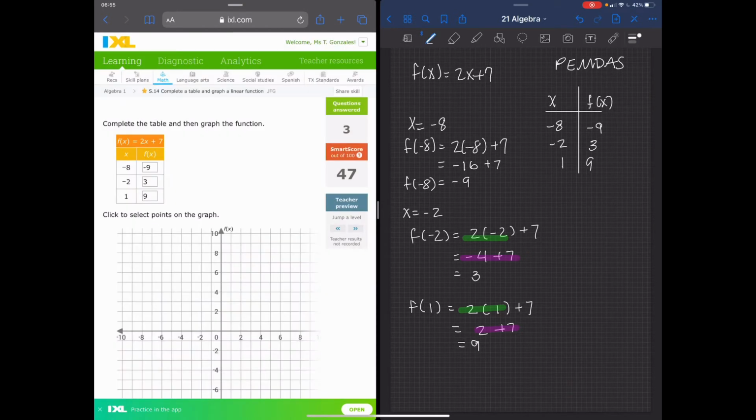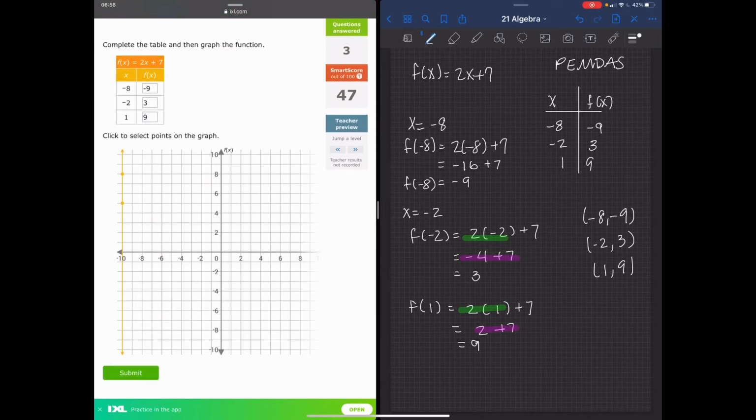Back. We have to graph now. So what we want to graph is (-8, -9), (-2, 3), and (1, 9). So (-8, -9) is down here. Then the second point was (-2, 3). So I go to the left and then up 3. Let me submit.